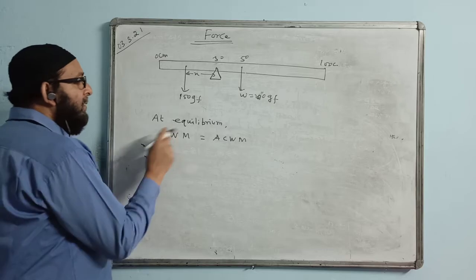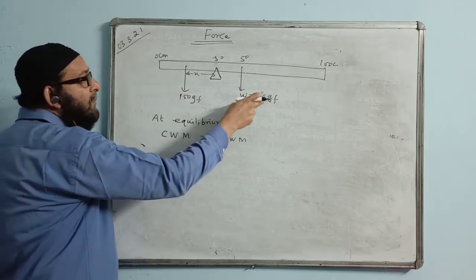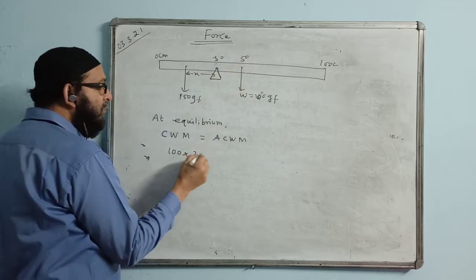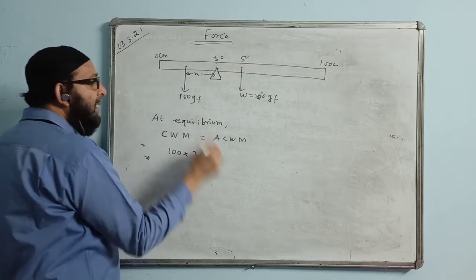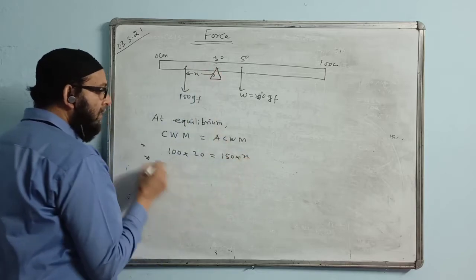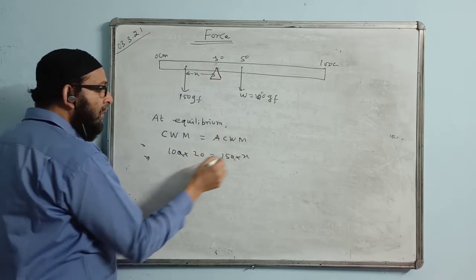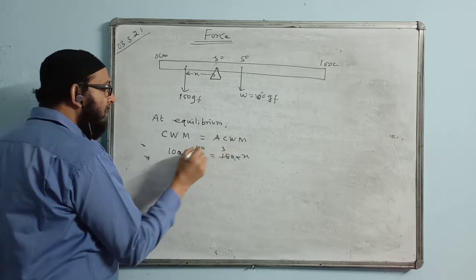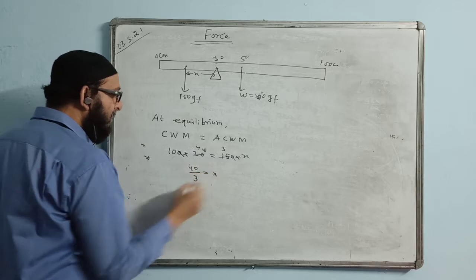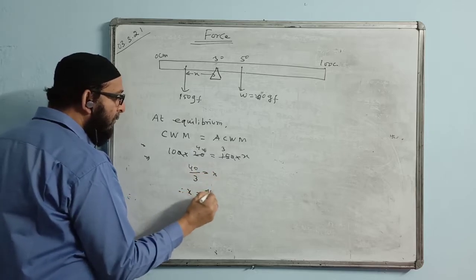Clockwise moment. What is clockwise? This one is 100 into the distance between 30 and 50. The distance is 20. This side is 150, and what is the distance here? x. Now we find it: 5 3s are 15, 5 4s are 20, so 40 by 3 is the value of x. Therefore, the x value will come 40 by 3.